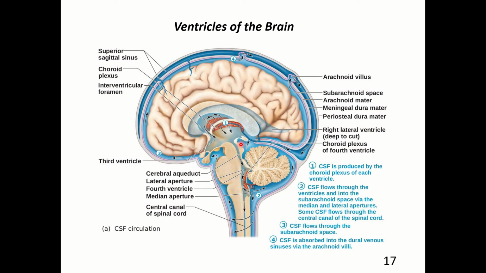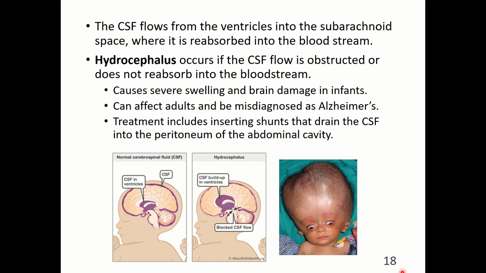So then in step 3, it will flow through the subarachnoid space as well as through the central canal of the spinal cord. And in step 4, the cerebrospinal fluid will be absorbed into these venous sinuses that I showed you before that are formed from the 2 layers of the dura mater. The cerebrospinal fluid flows from the ventricles into the subarachnoid space, where it is reabsorbed into the bloodstream.